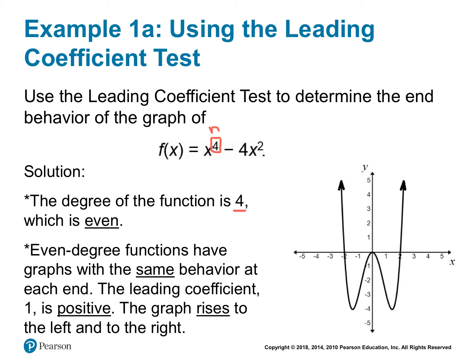So if you remember from that previous slide, the even ones are either going to rise on both ends or fall on both ends. So they have the same behavior. They're either going to rise on both sides or fall on both sides. So now you look at the leading coefficient, which is just a number 1 if there's nothing out there. It is positive, so it's going to rise to the left and to the right. And this is what the graph ends up looking like.